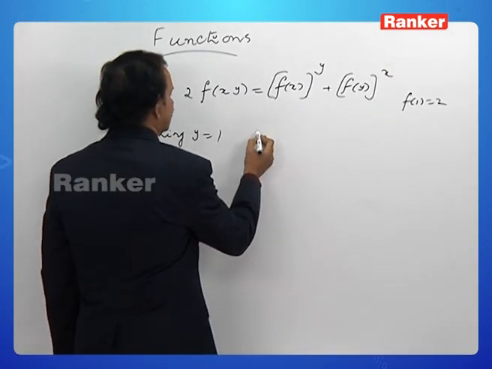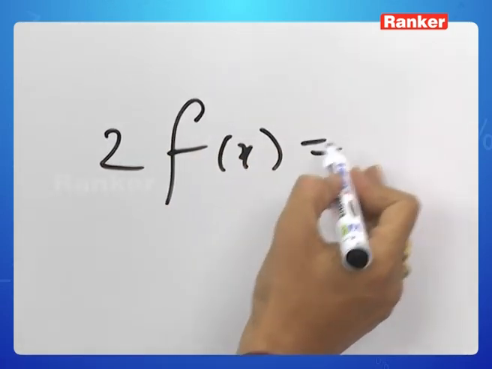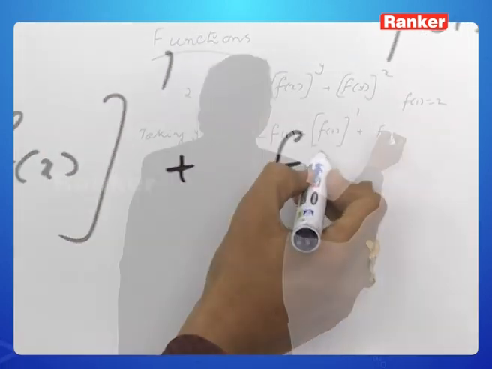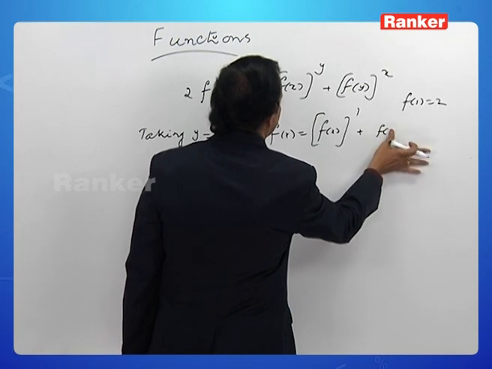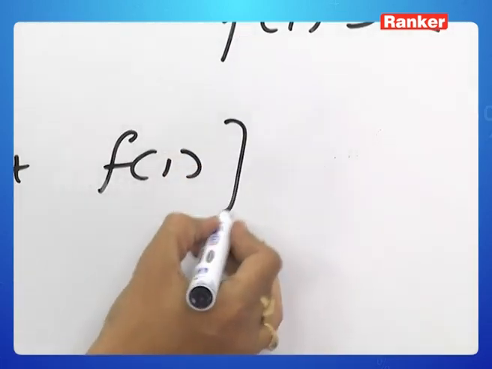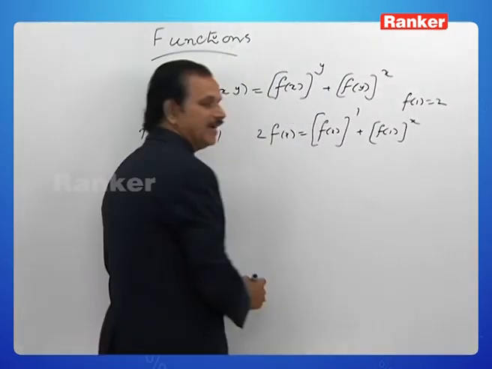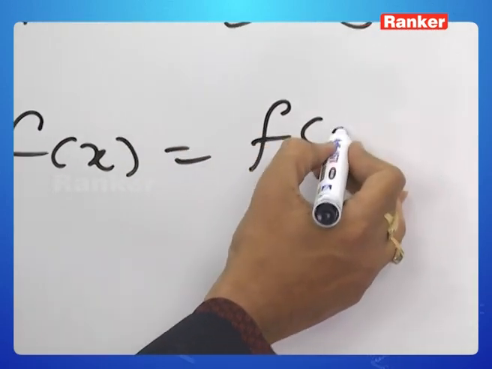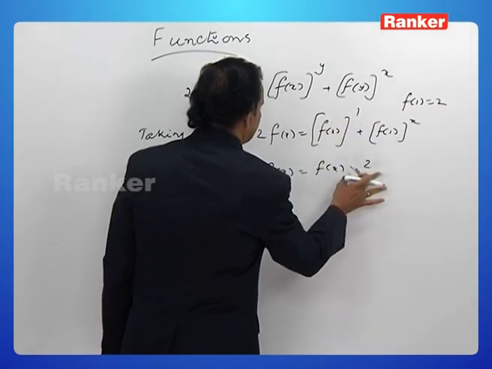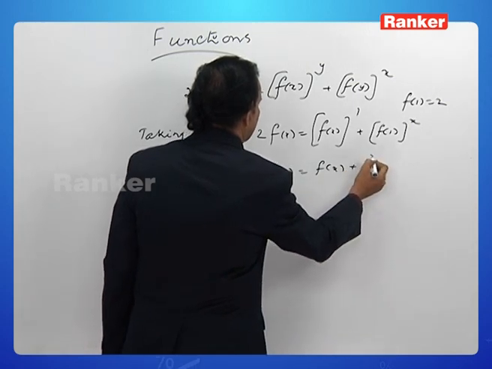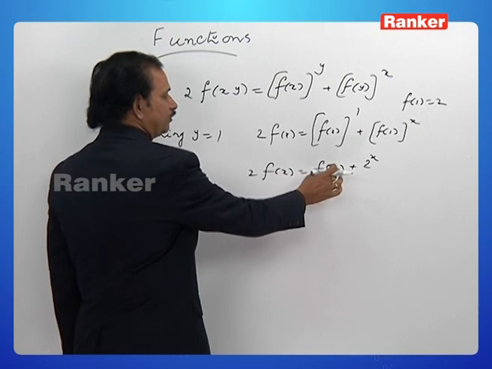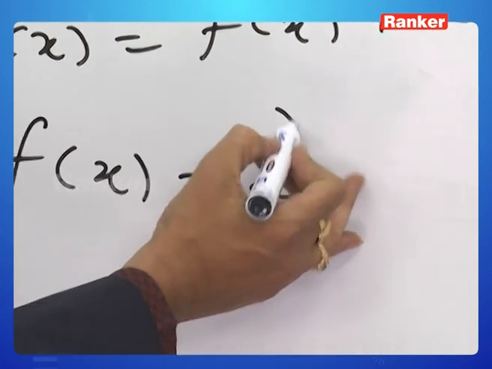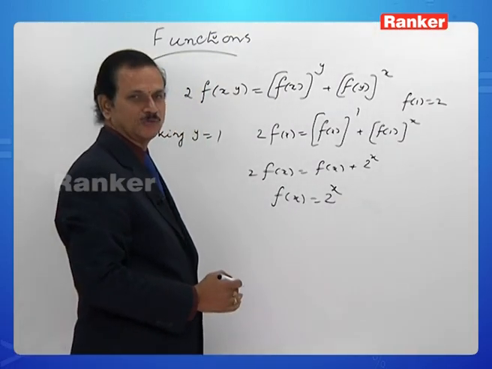x into 1, x, 2 into f of x is equal to f of x whole power 1 plus f of 1 whole power x, as we have taken y as 1. Therefore, 2 into f of x is equal to f of x plus 2 power x, as f of 1 is 2. If you bring f of x this side, what is going to happen? f of x is equal to 2 power x.